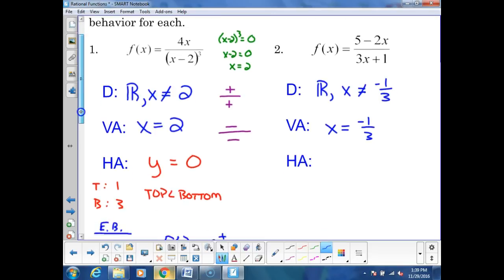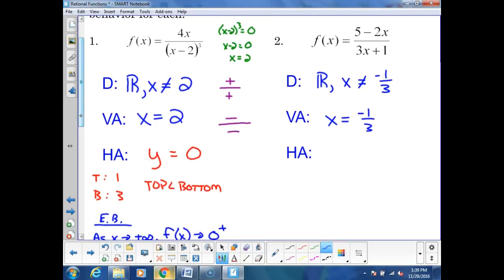My horizontal asymptote: I've got a degree on top of 1, and a degree on the bottom of 1. Those are the same. So my horizontal asymptote is y equals the lead coefficient on top, which is negative 2, divided by the lead coefficient on the bottom, which is 3. So I get y equals negative 2/3 for my horizontal asymptote.